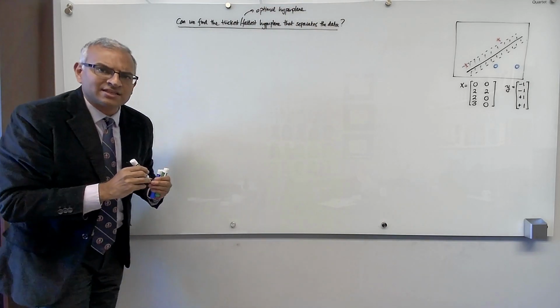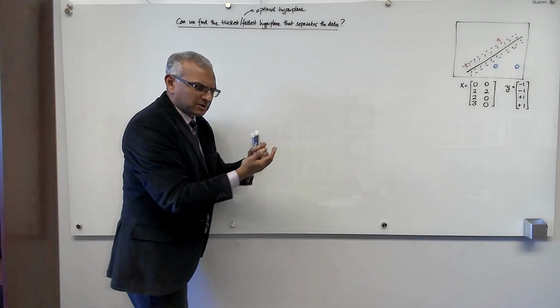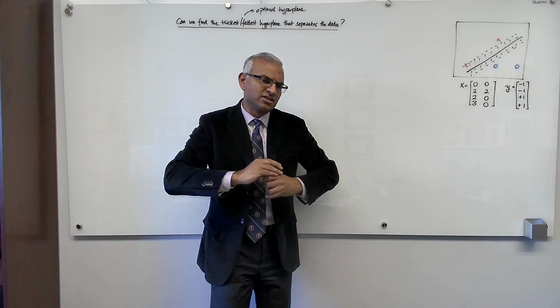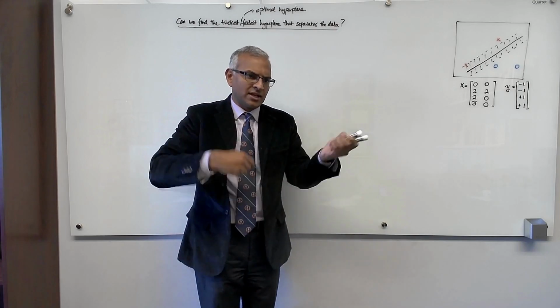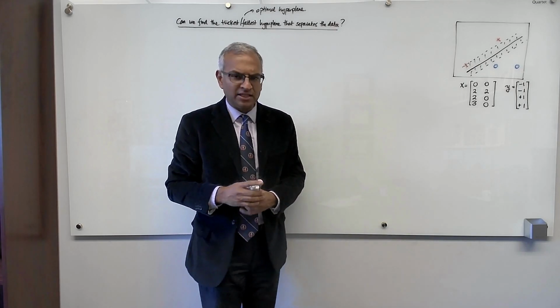Okay. Optimal in what sense? In the sense that it's the fattest hyperplane that separates the data. Optimal in the sense that it's most robust to measurement error. You can have large measurement error and it's still going to get E_in of 0.